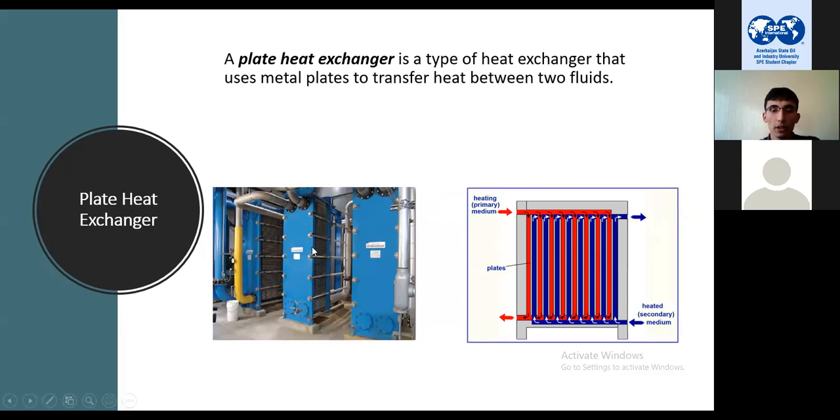This is the photo of a plate heat exchanger. It just uses metal plates to transfer heat between these fluids. We call them cold fluid and hot fluid. If it's a cooler, then the process side is the hot fluid, and the other side is the cold fluid, basically called cooling water.